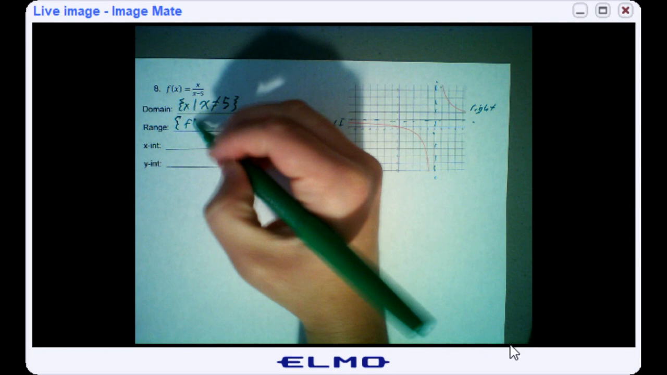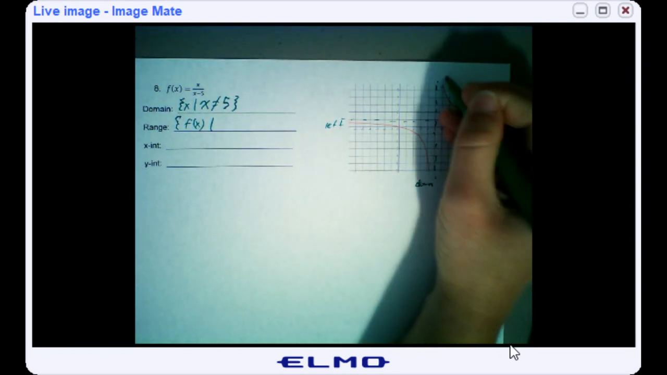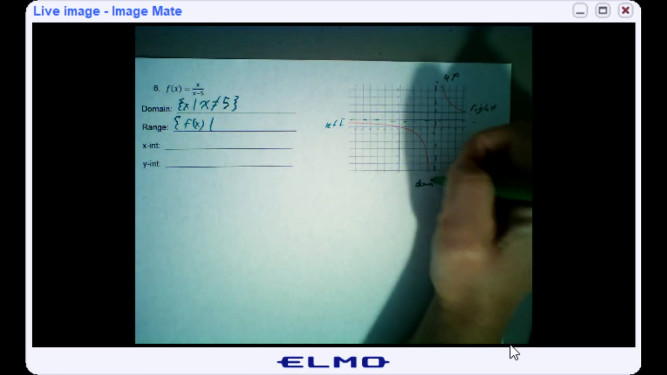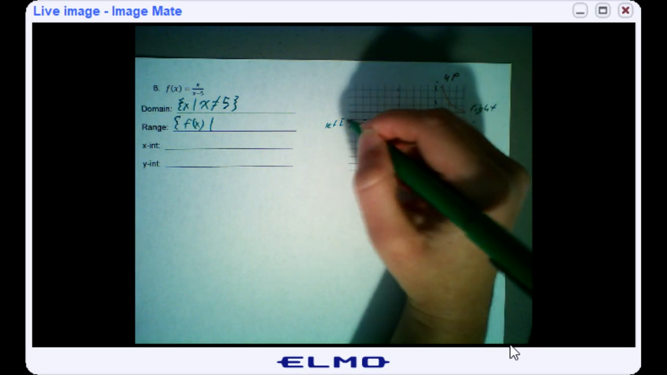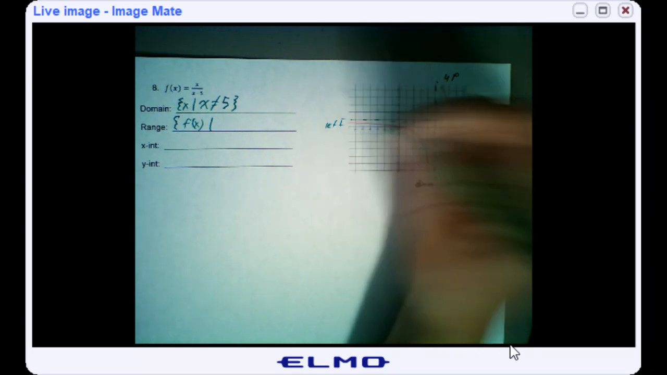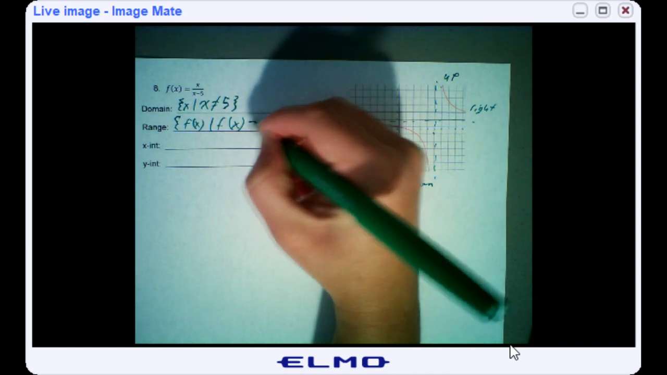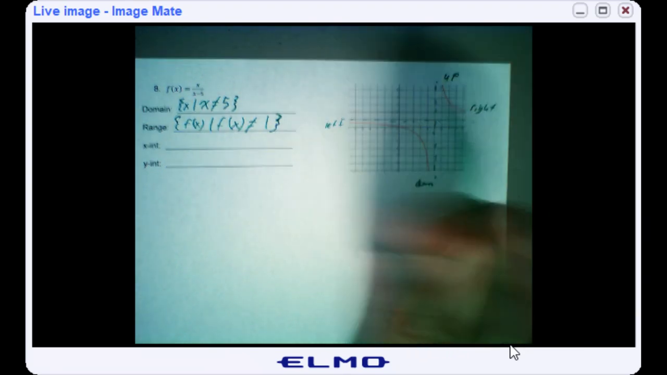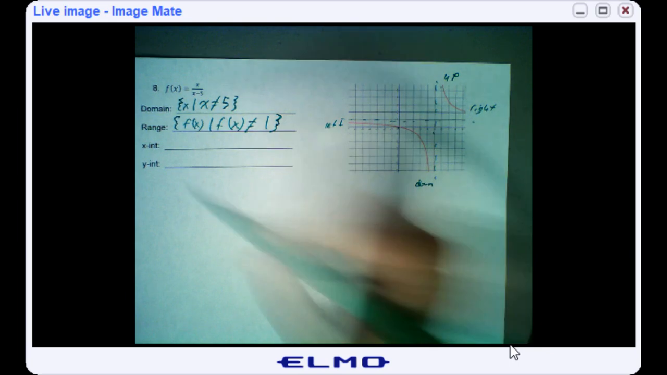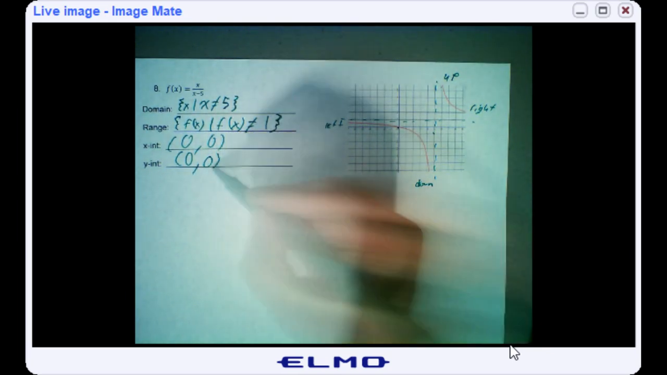Our range, f of x, I can go down forever, and I can go up forever. However, as I'm going from down to the top, I have to skip over this asymptote right here. And that's at 1. And again, later this year, we're going to figure out how to figure that out mathematically and not just from the graph. So f of x cannot equal 1. My x-intercept, I can look at my graph and I can see it's (0, 0). My y-intercept is also going to be (0, 0).